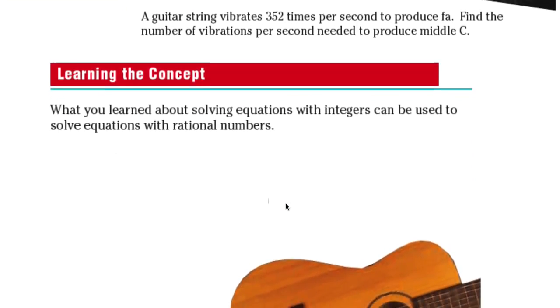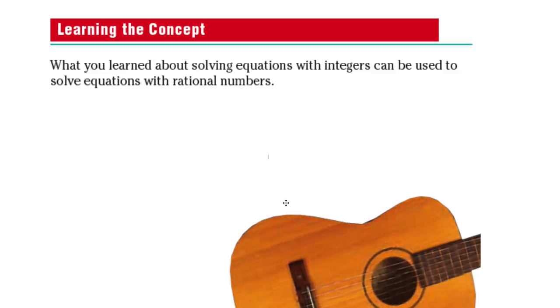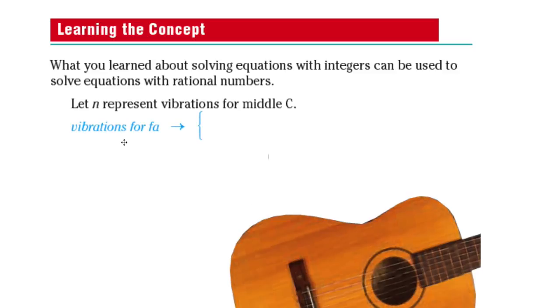What you learned about solving equations with integers can be used to solve equations with rational numbers. Again, just like any word problem, we start with a let statement. Let n represent vibrations for middle C, and vibrations for Fa is 4/3 n equals 352, because there are 352 vibrations for a guitar string. So that will be our equation, and we want to solve for the variable n.